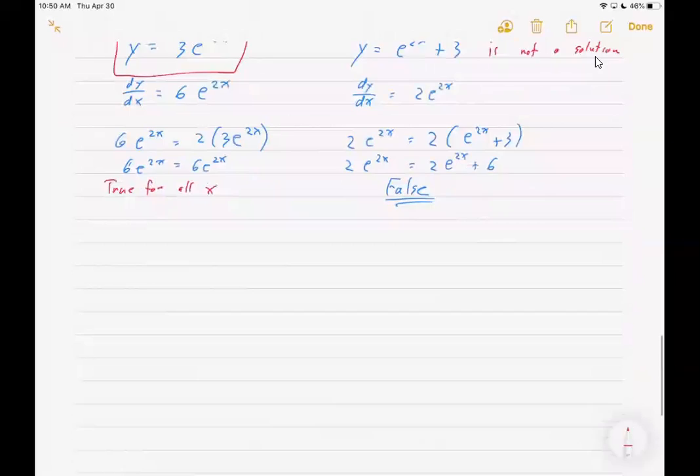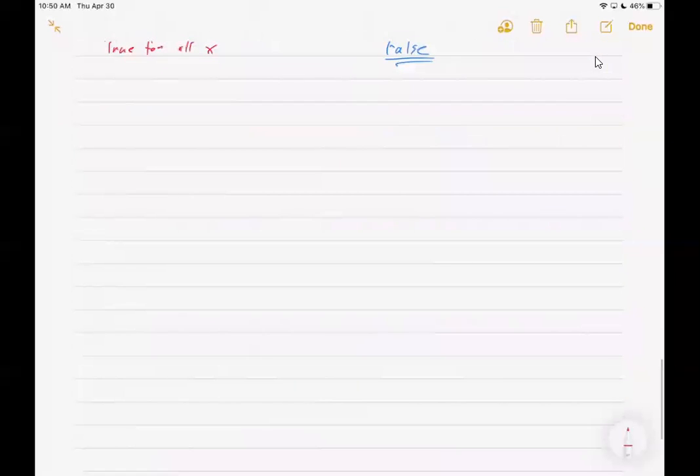Let's look at one more of these. Okay. In fact, let's look at our example about the coffee cooling. So let's start with the rate of change of temperature was negative 0.05 times T minus 20.